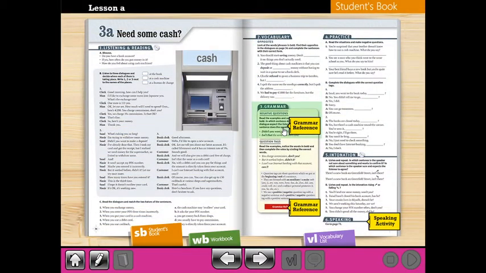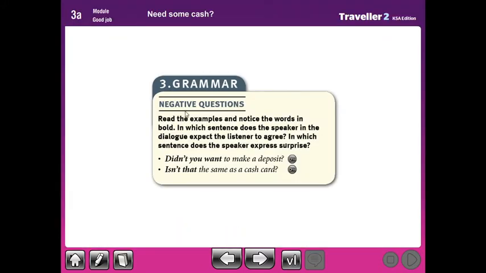Now we are going to talk about grammar for this lesson. Negative questions. Read the examples and notice the words in bold. In which sentence does the speaker in the dialogue expect the listener to agree? In which sentence does the speaker express surprise?